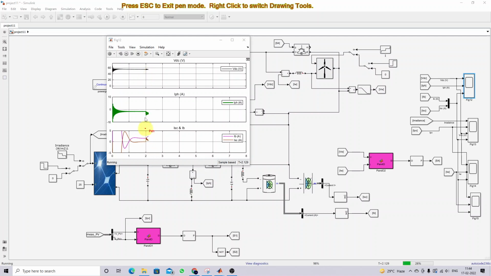Now we can see what happened during the adding of load. The supercapacitor tried to supply the power, and after some time the battery supplies the power to the load. This is because of adding the load into the DC microgrid. Then we will check after 4 seconds. At 4 seconds the load is going to be disconnected from the system, so we will check the response of the system during disconnection of load.